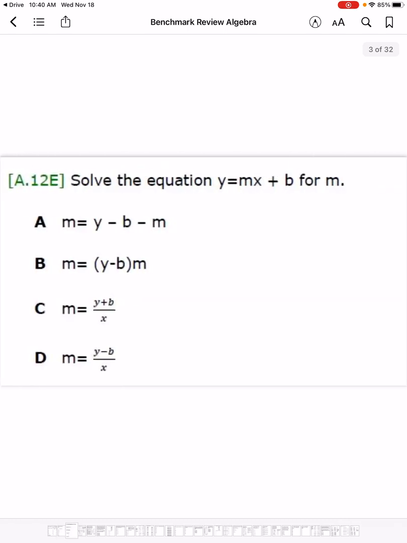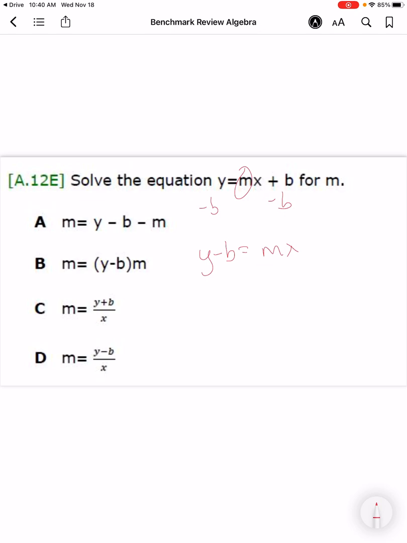Okay, and again here on any equations that we're solving for a specific variable, the first thing I would do is I would circle the variable I'm trying to solve for, and then I'm getting everything away from there. So my first step is to get rid of what was added, which was b. So I'm going to subtract b. So now I have y minus b equals mx. Again, I'm trying to get m by itself, so I'm going to divide by x to get rid of x. So then y minus b divided by x equals the slope.